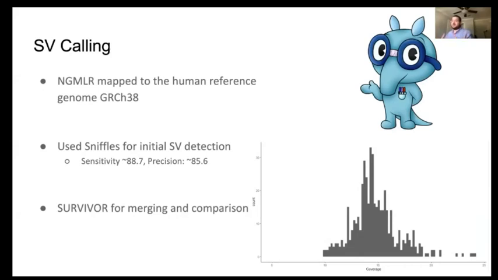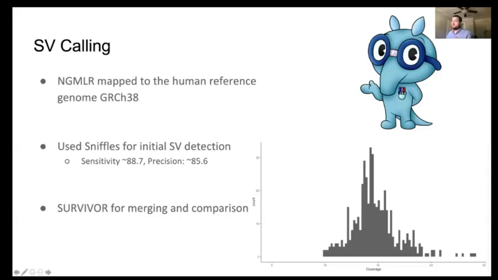Then we used SURVIVOR merge, a tool that I also developed over previous years, to combine these single-sample structural variant calls. As you can see on the bottom right, there's the distribution of coverage that we achieved. These were early nanopore data sets on biobank samples, so we threw out samples that didn't reach a coverage of 10x, and you see that our average mean coverage is around 15x.